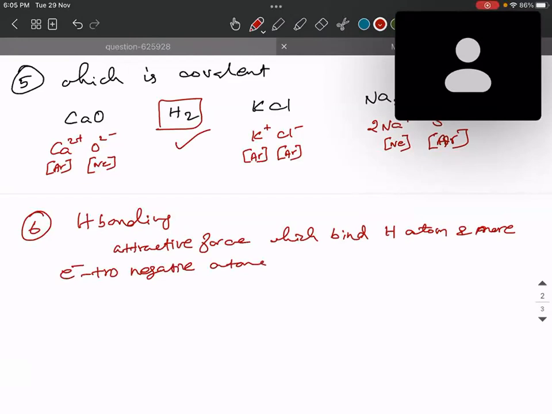So the hydrogen atom can form a bond only with fluorine, oxygen and nitrogen. So it can be inter or intramolecular hydrogen bonding. With carbon it won't form the hydrogen bond. And then the question was asked in the question paper.